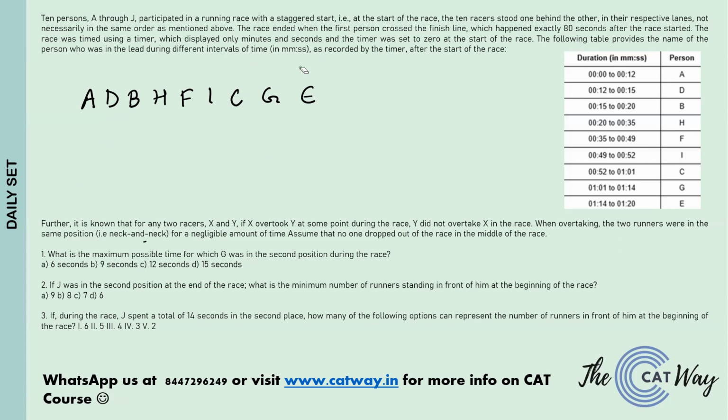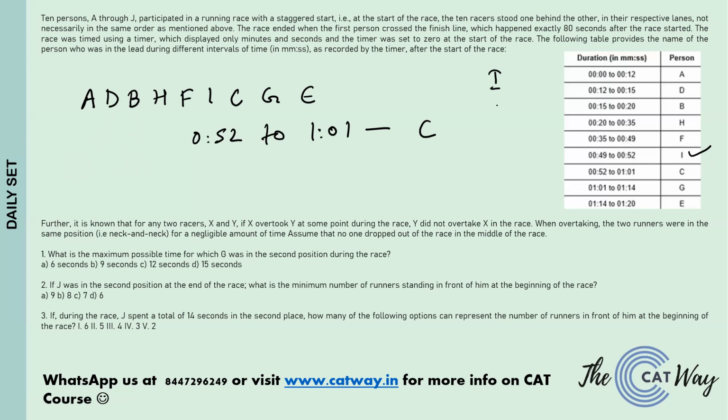Okay, now what does it say? What is the maximum possible amount of time for which G was in the second position during the race? Okay, so in the time frame from 0:52 to 1:01, C was the leader, and right after it, G overtook him. Because it is asking the maximum possible amount of time, for any time period where there is even the slightest possibility of G having the second position, we'll take it into consideration. Now, similarly, in the case of I, you cannot take. Why can't you take it?